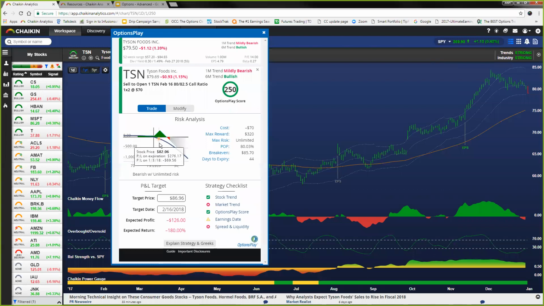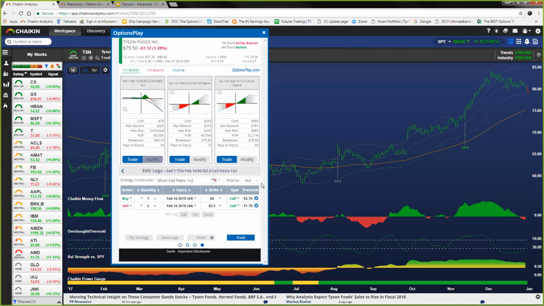Again, you maximize if you get to, in this example, the short leg, which is 82 and a half. So you would maximize profit at 82 and a half. The maximum you can make on this is 320. You already took in 70. Half of that's 160. So maybe it goes up another 90 bucks. Take your money. Be happy. You can do that in 44 days.